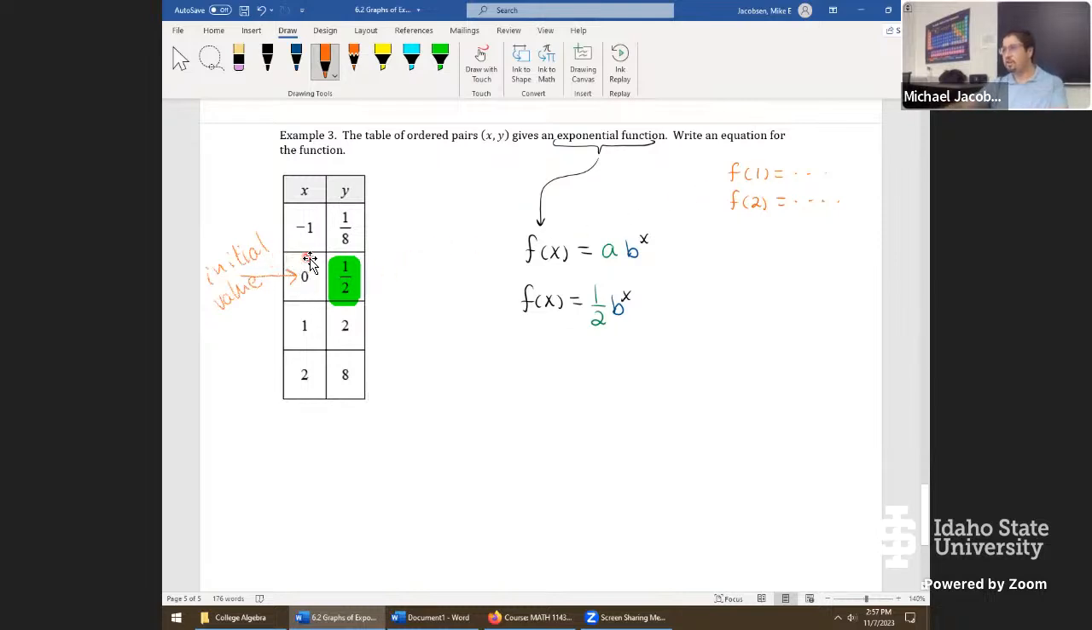I think in ALEKS, they always give the initial value, so I'll leave it up to the class. We can find out how to solve it like this later on after we solve this problem, or take a look at it right now. Any volunteers for one way or another?